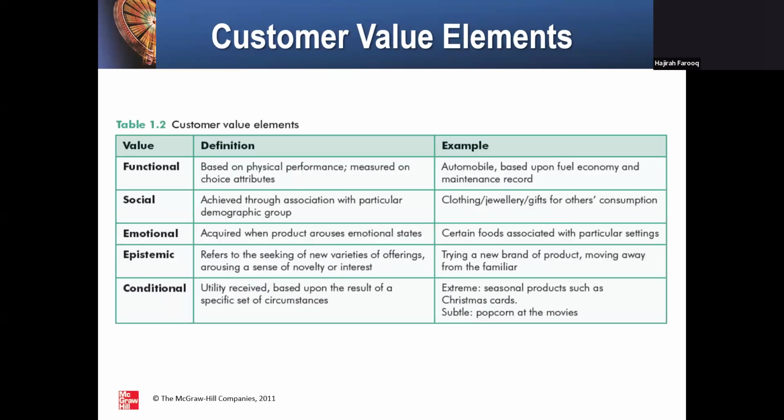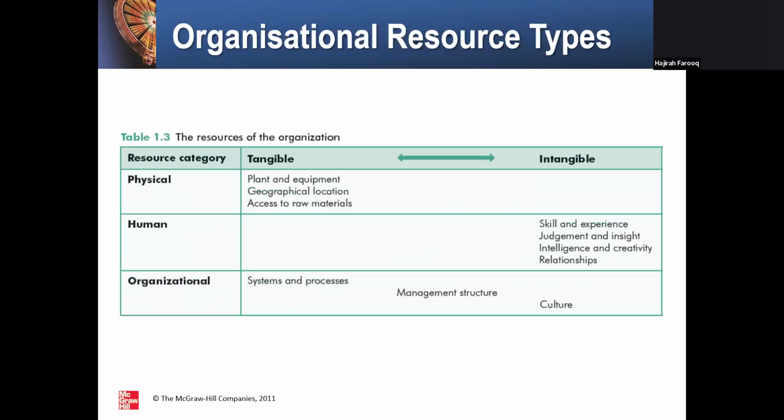along with some examples and definitions, as you can see here. Then we discussed the organizational resource types, that there are different types of resource categories like physical, human, and organizational, which can be divided between a gradient of tangible and intangible resources.